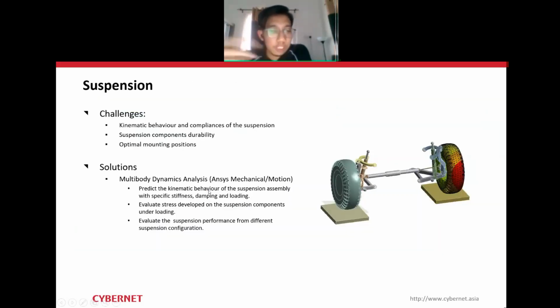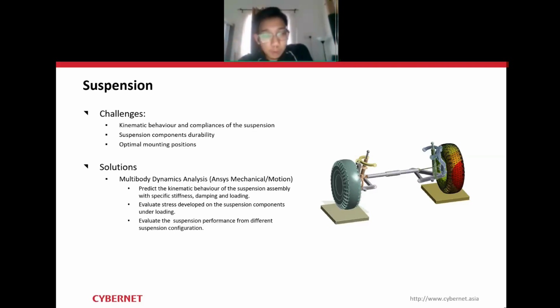Okay, so next we move to the suspension. When it comes to suspension design, aspects such as the kinematics and compliances of the suspension system need to be taken into consideration. Apart from the dynamics of the suspension, the structural performance and also durability of the suspension components, such as the arms and the knuckles, also need to be evaluated.